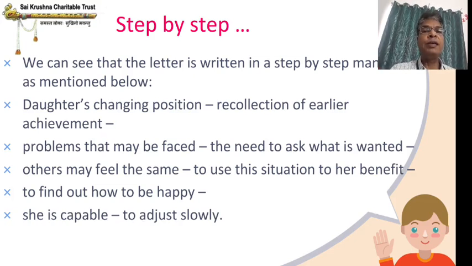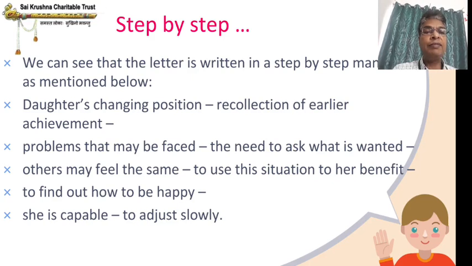So you can see that paragraph 1 to changing position to recollection, problems you may face, but then you have to ask yourself. So others may also have the same feeling, but use all these things to your benefit. And after all these things, now you find out how to be happy. Now you are adjusted. Now you have done everything. So how to be happy? And then I know you are capable of everything, but at the same time, adjust slowly, because everything is a new situation.